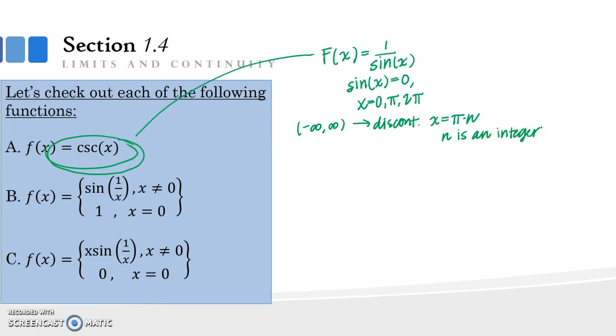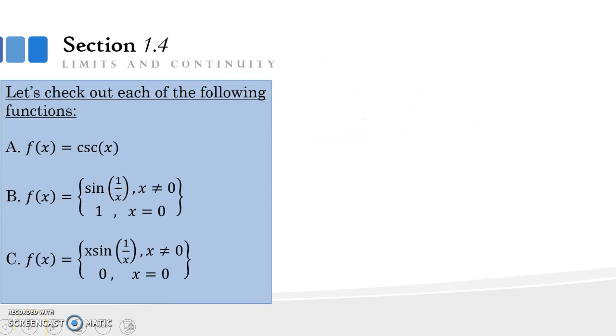So that's the same approach I would take for secant, tangent, and cotangent as far as the description of continuity. The next two that I want to take a look at also happen to involve trig functions, but they're going to involve trig functions in a really different way. Let's analyze this first piecewise function here for option B.